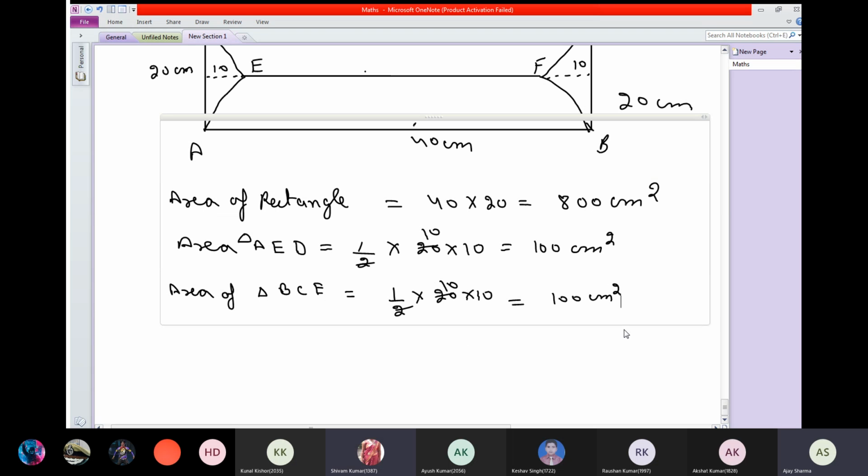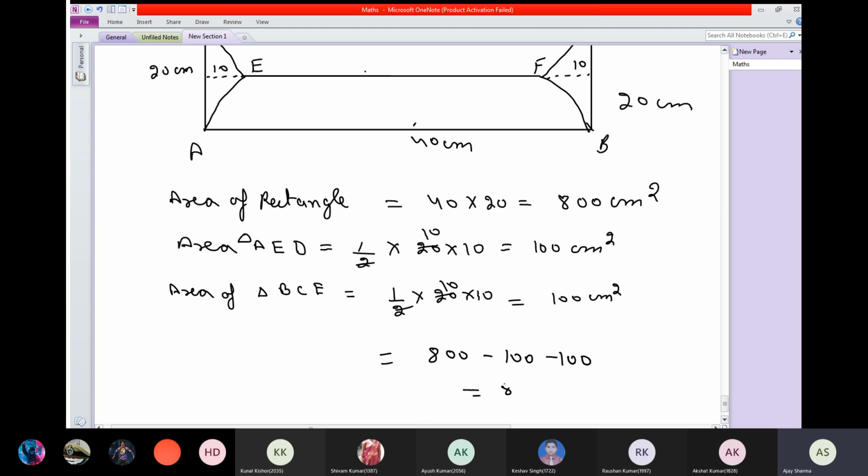Now, the total area is 800, and subtract the area of these two triangles. 800 minus 100 minus 100, that equals 800 minus 200 centimeter square, and your answer will be 600 centimeter square, and that is the area of the shaded region. Clear?